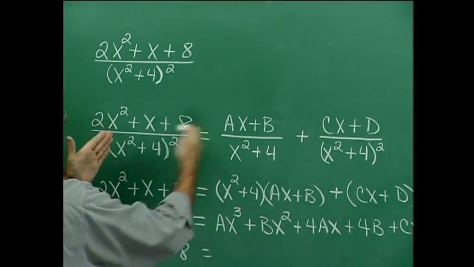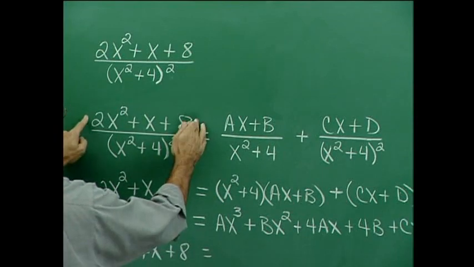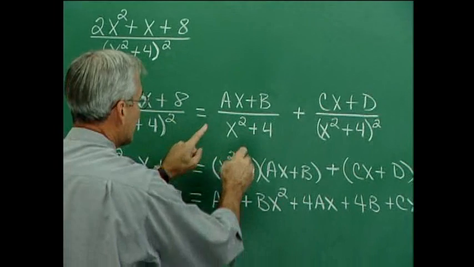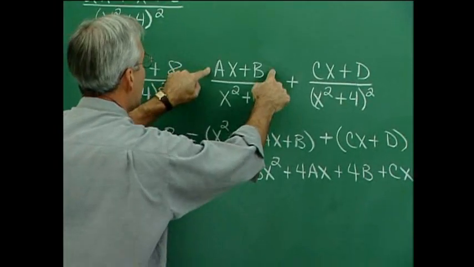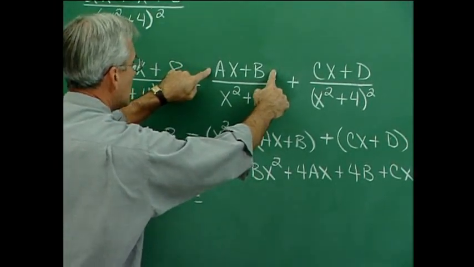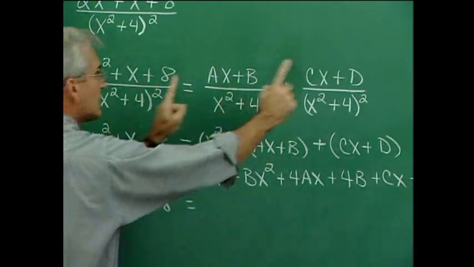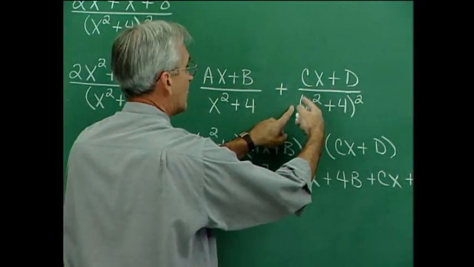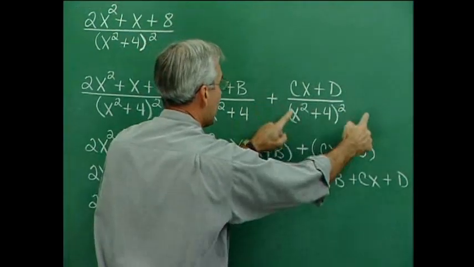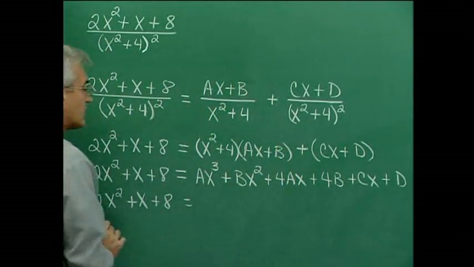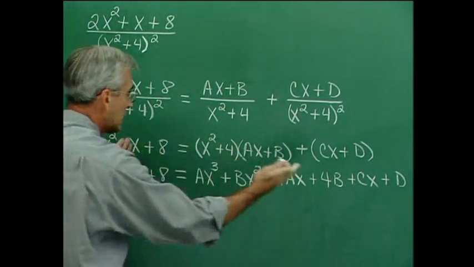Common denominator times every term. Common denominator times this term leaves the numerator. Common denominator times this term leaves one factor of the x squared plus 4 times the ax plus b. So it's x squared plus 4 times ax plus b. Common denominator times this term, the nice cancellation occurs, and we have cx plus d. I'm putting in parentheses just for emphasis here. We would need to expand on the right side.